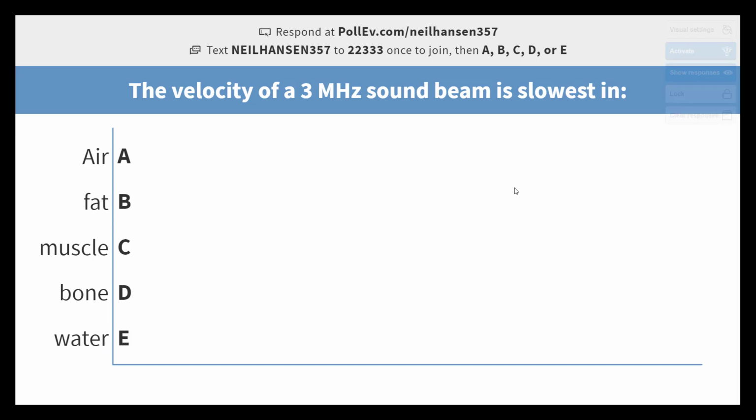And we're back. So the velocity of a 3 megahertz sound beam is slowest in, correct answer is air.